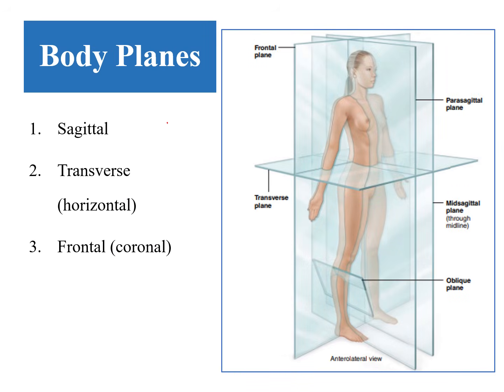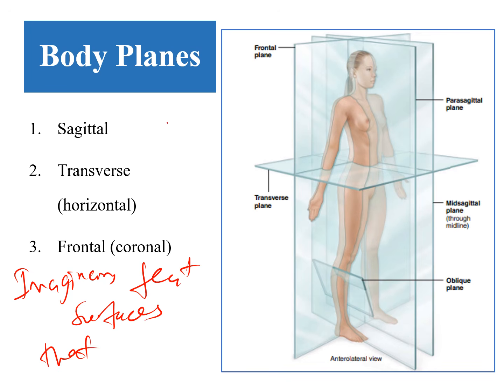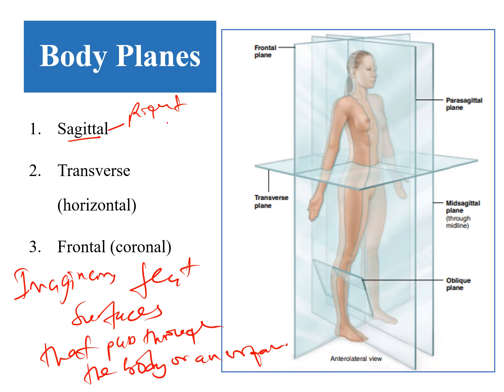We can now talk about body planes. What are body planes? These are imaginary flat surfaces that pass through the body or an organ. The body planes that we are going to discuss include the sagittal plane. The sagittal plane is that body plane that divides the body into the right side and the left side.